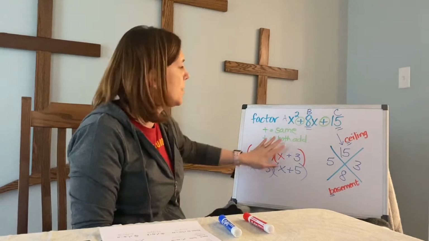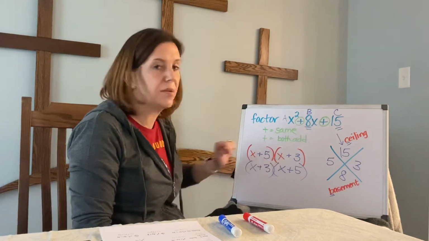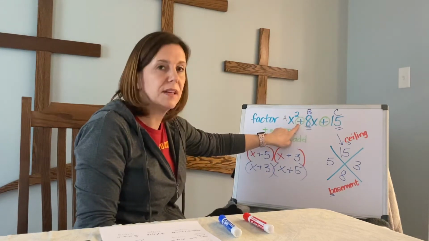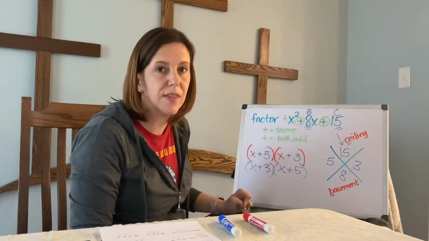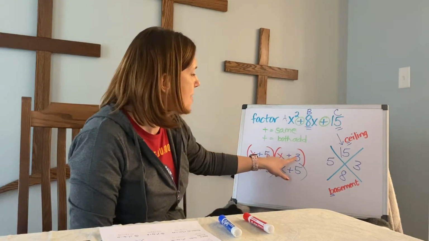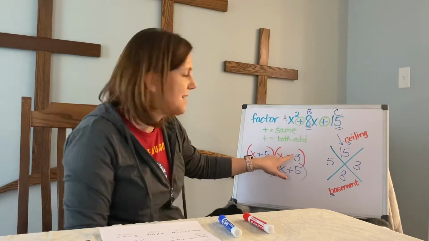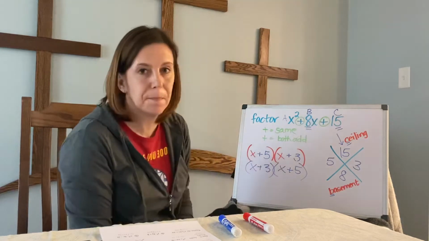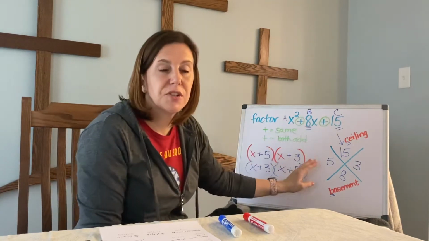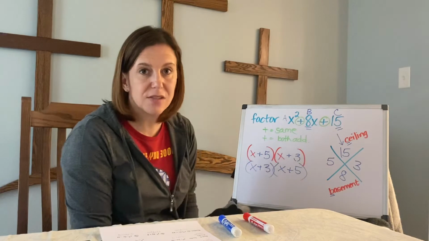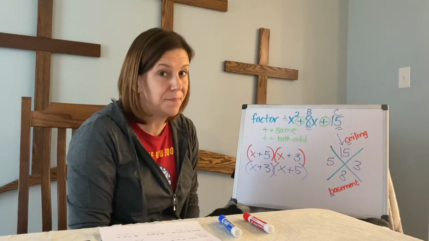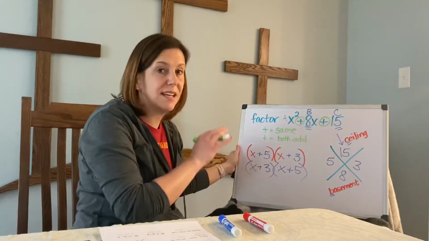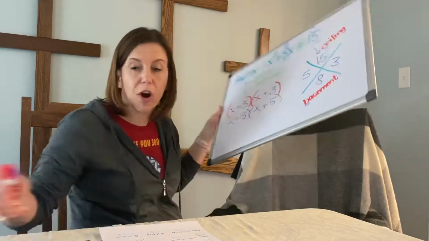Now, you could go this way and say, okay, I know my first terms are going to be x. This tells me that both signs are the same and they're both addition, and you could fill in the addition sign there. And then you could think through the FOIL method backwards and say, well, 5 times 3 gives me 15 and 5 plus 3 gives me 8. Or you could just rely 100% on your x form to get you your signs too. Either way is fine.